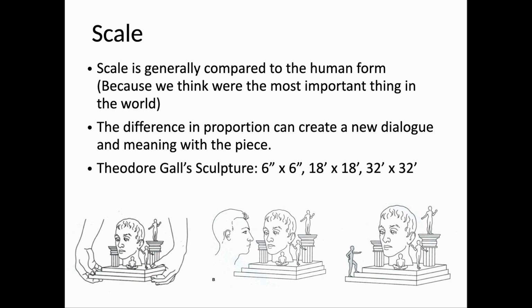So imagine if Theodore Gall's sculpture here is handheld, then you look down on it, it's small. Imagine if it was the same size as you, so the head would be equal one-to-one, how that would change the meaning. And then imagine if it was monumental. If you're the person here and you can actually walk through it and this head is twice the size of you, each one would create a different dialogue and meaning.